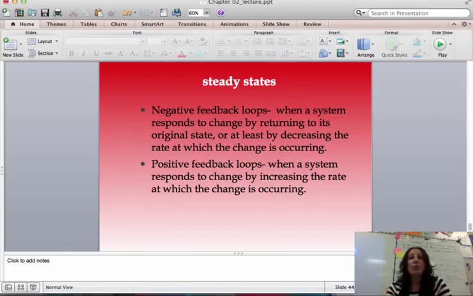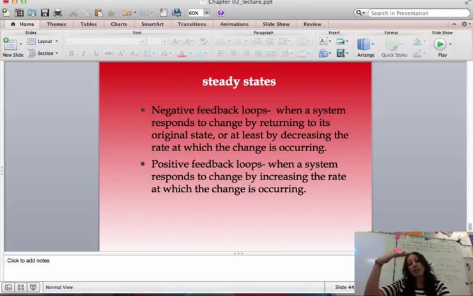And those examples are your feedback loops. The terms negative and positive do not refer to bad or good; they refer to the state or the perspective that you're looking at. In a negative feedback loop, the system responds to that change by returning to its original state. A good example is a thermostat.